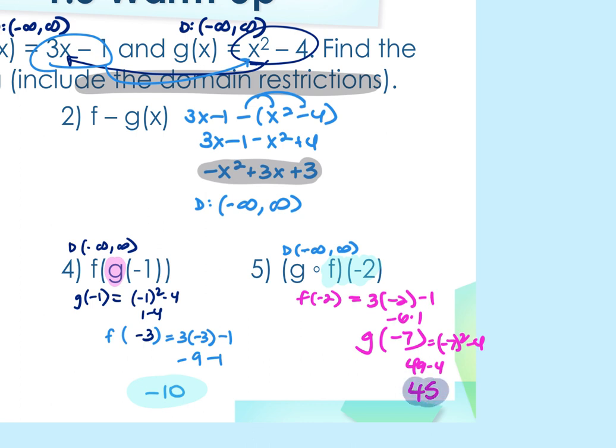It usually does not ask you for the domain restrictions when you have an actual value in the place of the x, like 4 and 5, but I did want to remind you that if it was like an x, you have to check the one you're plugging into the other one, so the one on the right.